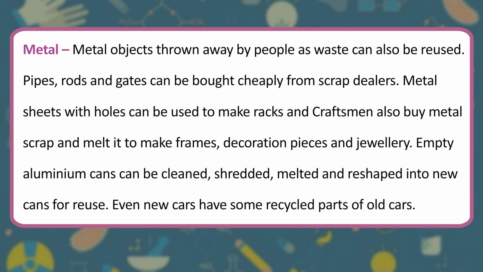Metal. Metal objects thrown away by people as waste can also be reused. Pipes, rods and gates can be bought cheaply from scrap dealers. Metal sheets with holes can be used to make racks and cages. Craftsmen also buy metal scrap and melt it to make frames, decoration pieces and jewelry. Empty aluminum cans can be cleaned, shredded, melted and reshaped into new cans for reuse. Even new cars have some recycled parts of old cars.